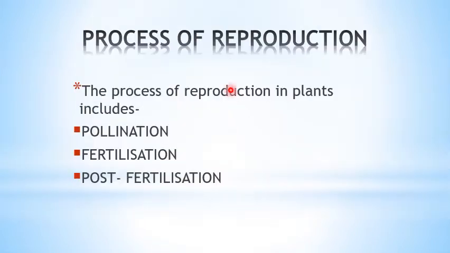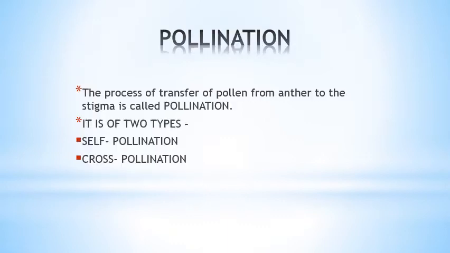The process of sexual reproduction in plants includes number one, pollination, number two, fertilization, and then post-fertilization. So one by one this process will be discussed, how the fertilization and how the reproduction is going to be completed in the flowering plant. First is pollination.